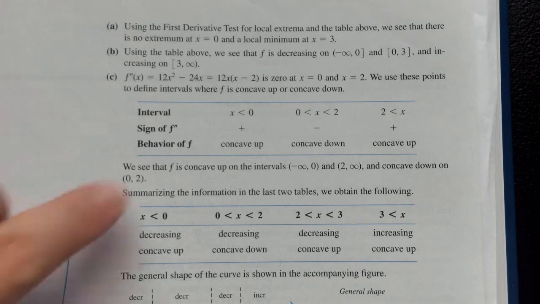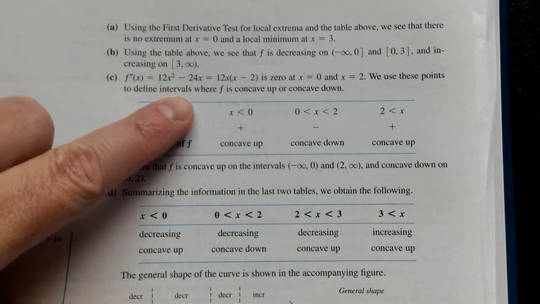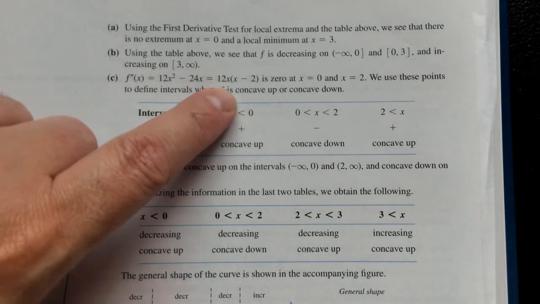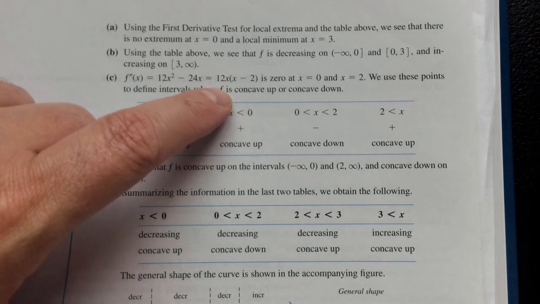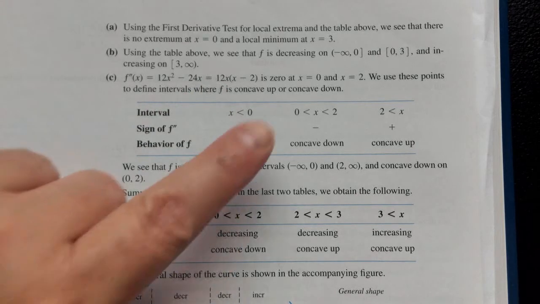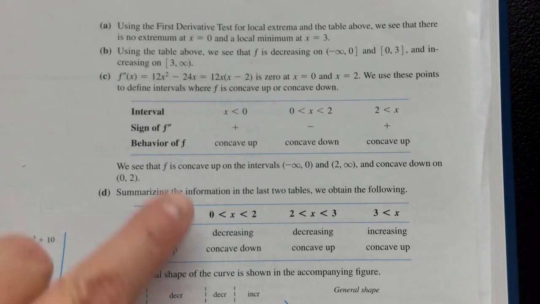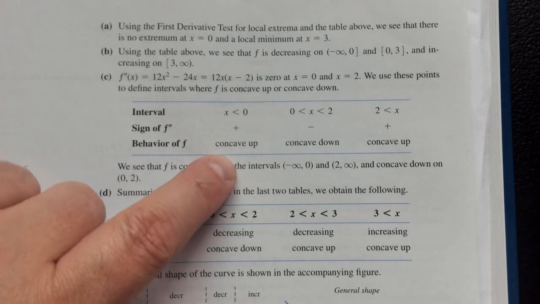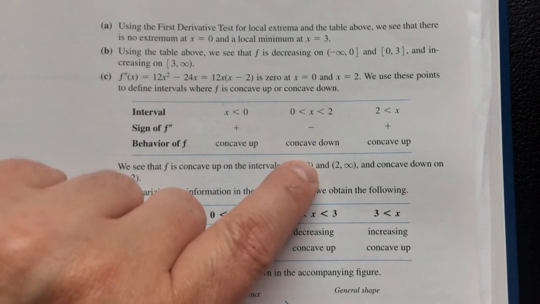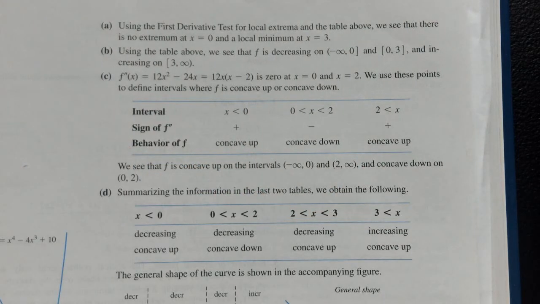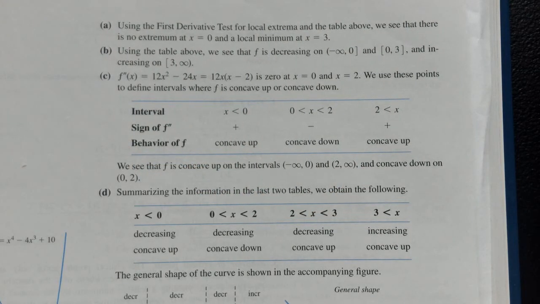So the second derivative was 12x squared minus 24x, and so they factor out the 12x. And so they end up with 0 and 2 for your boundaries. And so then on the left side they saw it was up, on the middle it was down, and on the right side it was up. So that's basically like what we're doing as well.